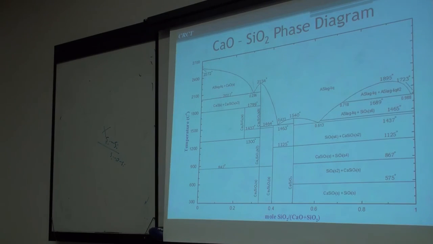These kinds of diagrams are characterized by very negative deviations on this side, which makes the liquidus very, very low. You're lowering the liquidus from 2600 down to 1400. Then it is quite flat over on this side, with miscibility gaps.